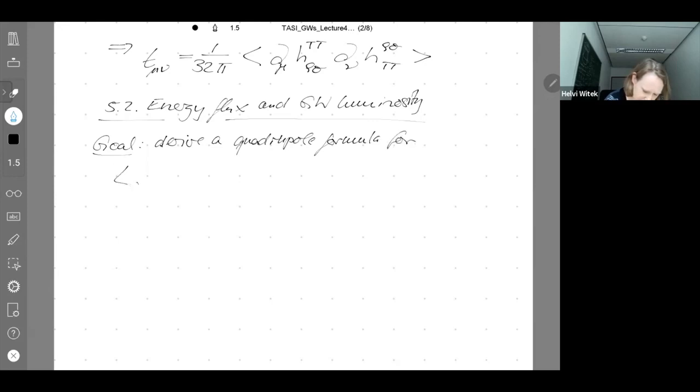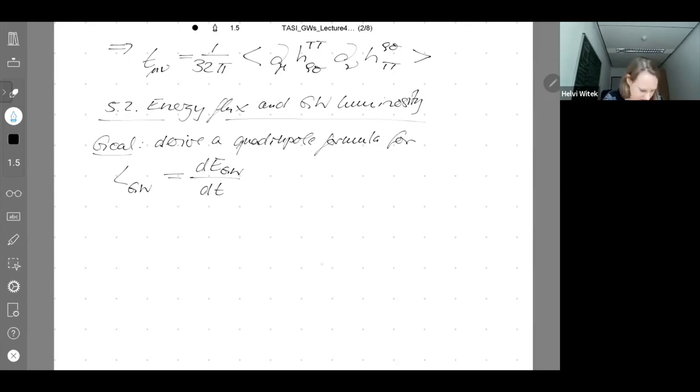For the luminosity L_GW, the luminosity of our gravitational wave, which is associated with the gravitational wave energy flux, like so. Okay, so that's where we want to go. And again, let's just draw a sketch of what our situation is here.